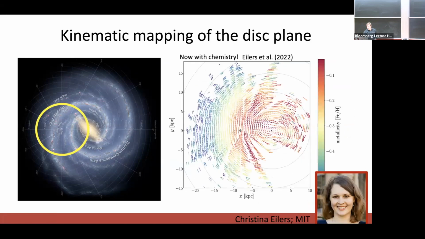And there's one final one of these, which I really like. This is that same selection from Christina Eilers, now updated to color code by metallicity, this is iron over hydrogen abundance. And you see the metallicity gradient very clearly as you go out to the disk. And each of these little arrows are showing the motion of those stars. You can see clearly the galactic rotation, but also in the middle, you can see these arrows flattening into the galactic bar region. So yeah, we're just getting to the stage where this is doable and exciting and lots of things for us to learn.